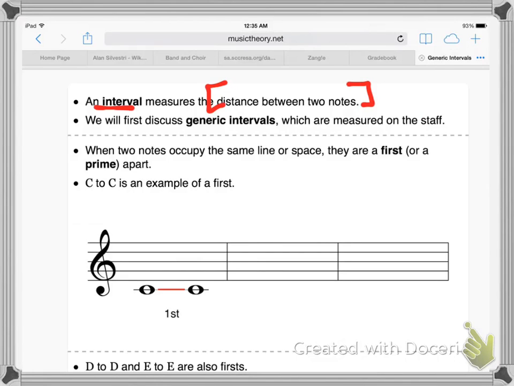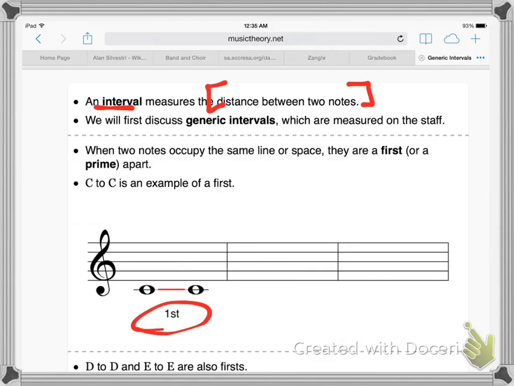We will first discuss generic intervals, which are measured on the staff. When two notes occupy the same line or space, they are a first or a prime apart. So you can either call it first or prime. I don't care if you call it a prime, just call it a first. So C to C is an interval of a first, meaning there's no movement at all. It's the same note. Okay?